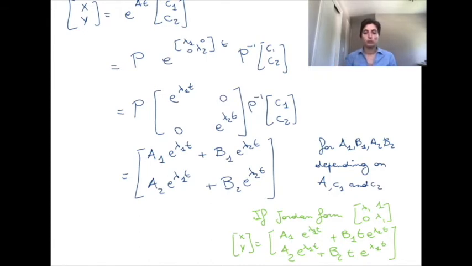If the general form has a 1 in the top right corner, then A1 and A2 still will be multiplied by the exponential of lambda 1 t, while B1 and B2 are going to be multiplied by the exponential of lambda 1 t times t itself. Look how this is a generalization of the first order case, by the way.